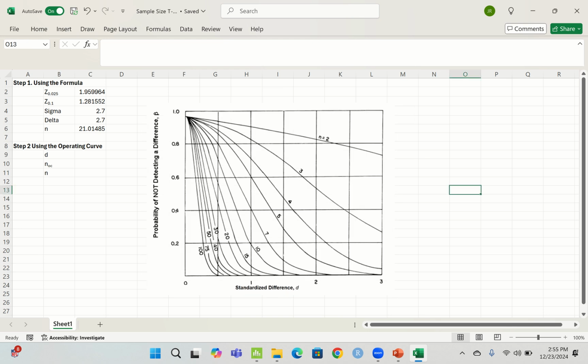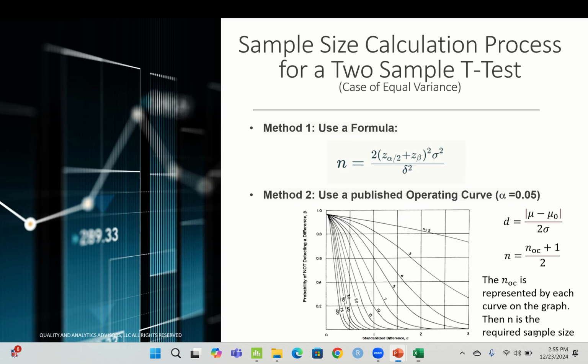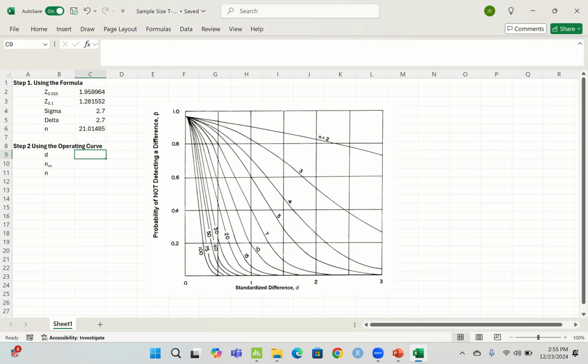And to be able to use this, I need to know what D is. The values plotted here are the values of D. And D has a very specific formula. We can see it here: it is the actual difference, which we know is 2.7, divided by sigma, which we also know is 2.7. So immediately we know that D is going to be 0.5. But we're just going to do it here for the purpose of educating you.